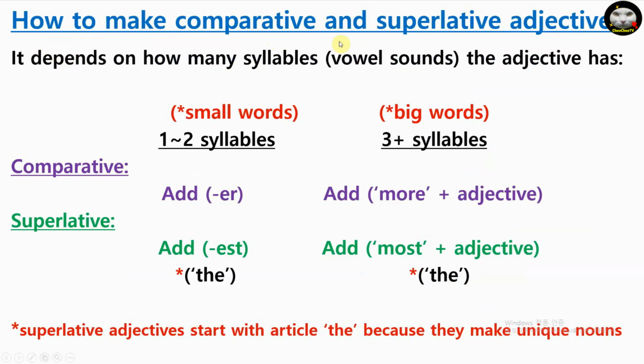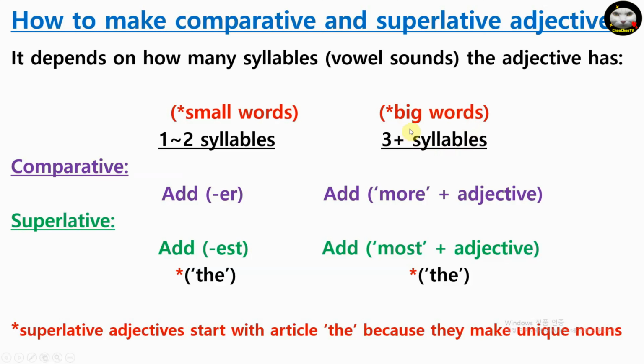How to make comparative and superlative adjectives? It depends on how many syllables or vowel sounds the adjective has. So for our small words, or 1 or 2 syllable words, to make it comparative, we add ER at the end of the adjective. If it's a superlative, then we add EST at the end of the word, but we also put article the before the word because it's unique. And remember, article the is for unique things.